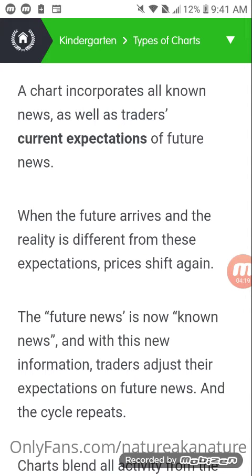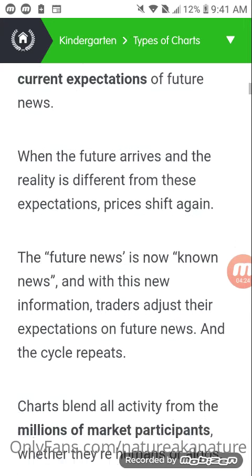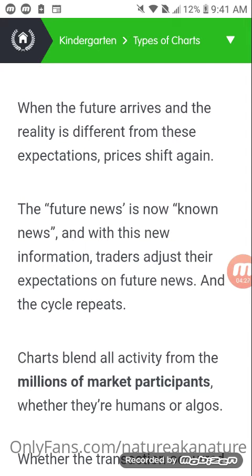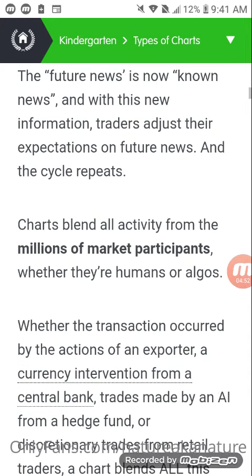So when the future changes and a new reality and a new expectation begins, that's when price starts to shift again. The future news is now known as news, and with this information, traders adjust their expectations on future news, and the cycle repeats. That's why the cycle repeats every day. Just like in TradingView, you look at the news and see all the new information that traders have put out there that they're adjusting, and you adjust to their news. And you just keep on repeating that cycle. So TradingView, shout out to TradingView. Charts blend all activity from millions of market participants.